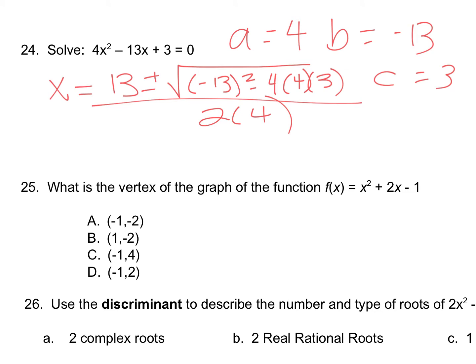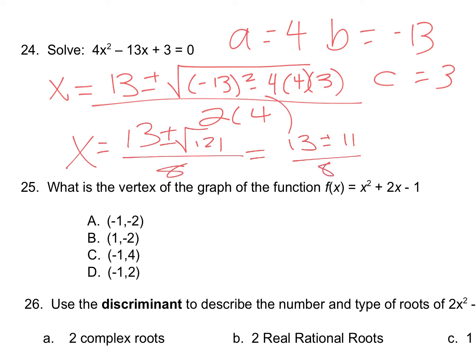I'm going to plug that part underneath the radical, called the discriminant, into my Desmos calculator. When I put that in my calculator, I ended up getting that X is equal to 13 plus or minus 11. The square root of 121, which is 11, all over 8. So that becomes 13 plus or minus 11 over 8.